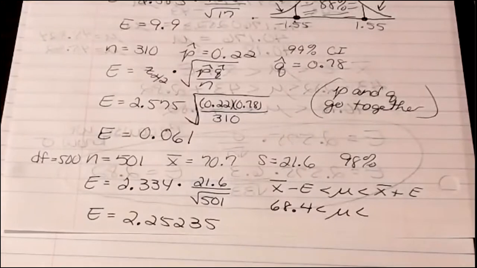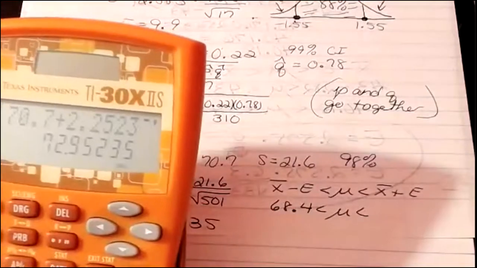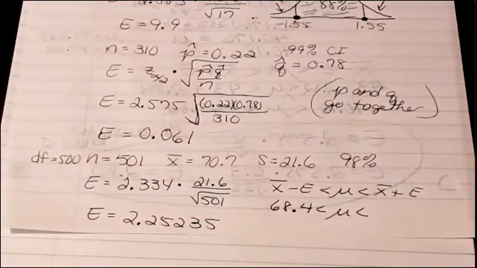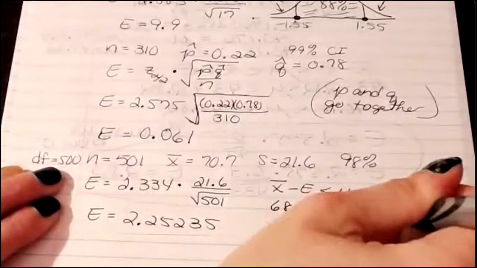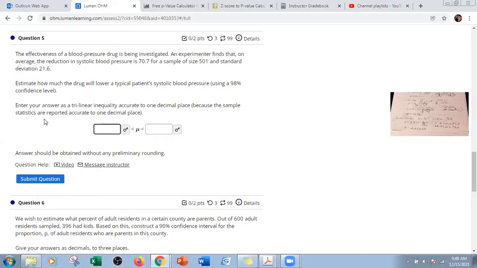And now we're going to take the sample mean and add the error. And 1 place after the decimal, because this is 72.95, this is going to end up being 73.0. And that will present the bounds for this particular problem. So 68.4 and then 73.0. I can share my screen and put this answer so that you can feel confident about this. 68.4 and then 73.0, and then we'll submit.